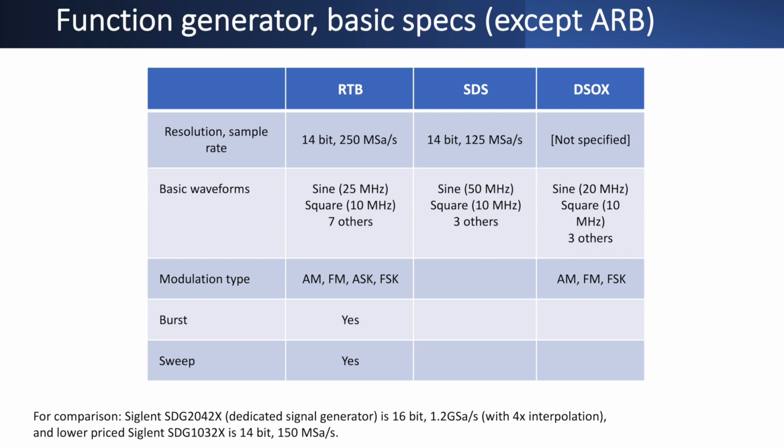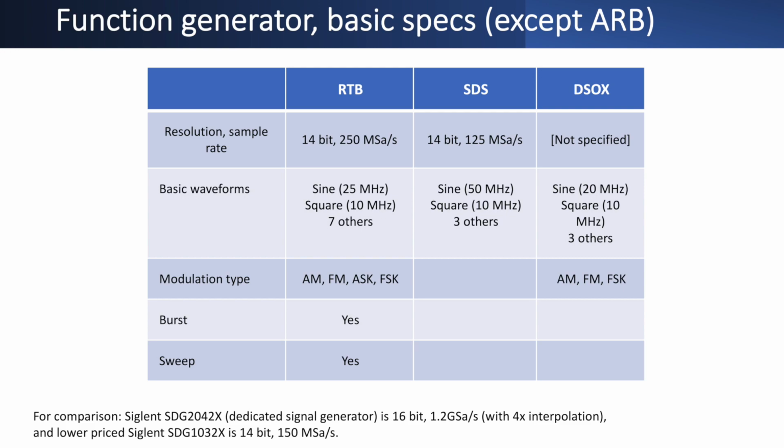Now, let's compare the specs we just talked about, in particular the resolution and sample rate, to a dedicated signal generator. Here I'll be looking at the two signal generators that I showed you earlier in the videos. The Siglent SDG2000X is actually a 16-bit device with a considerably higher sample rate at 1.2 gigasamples per second, but it has to be taken into account that there is 4 times interpolation there, and that makes a difference, of course. But it's 16 bits, so you would expect a higher signal fidelity from that.